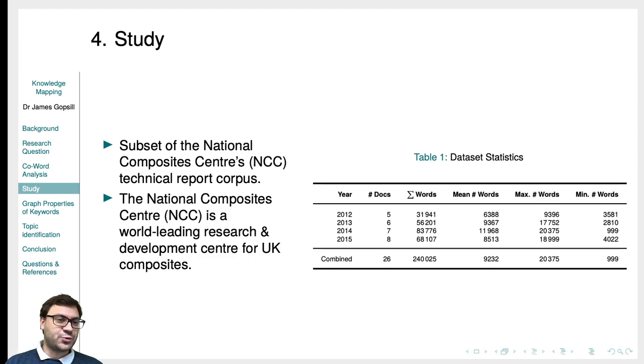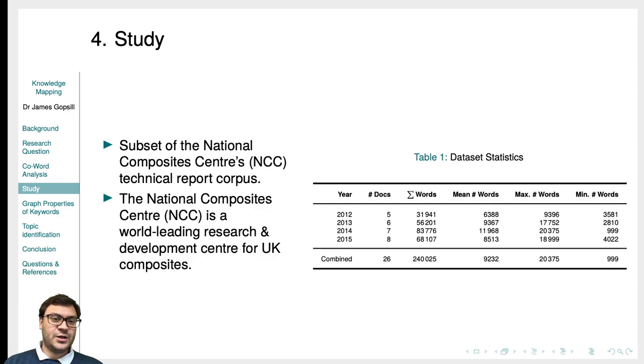We were working with the National Composite Centre, and we used a series of technical reports from their R&D corpus. The National Composite Centre is a world-leading research and development centre for UK composites research, performing lots of projects with industry and academia, precisely in the low TRL levels. So their knowledge discovery is incredibly quick and at a very high rate. So they're looking for new techniques that they can then use to create knowledge maps that evolve and update on a monthly basis.